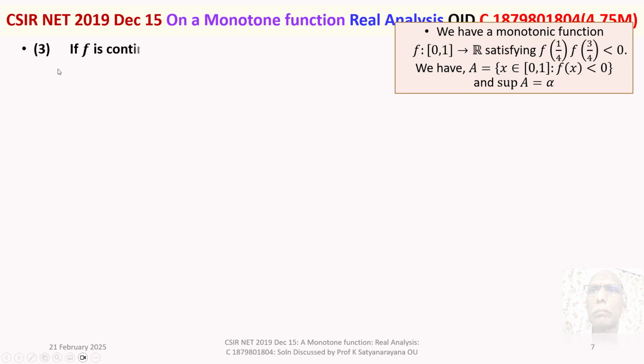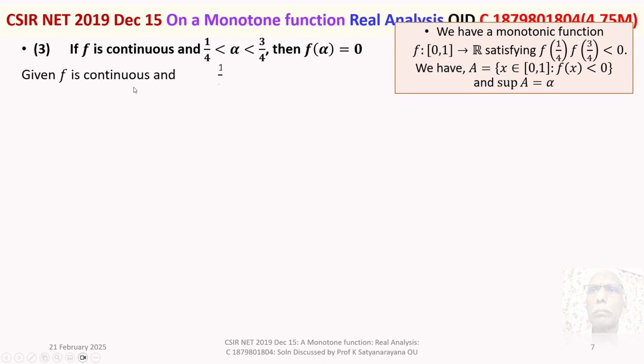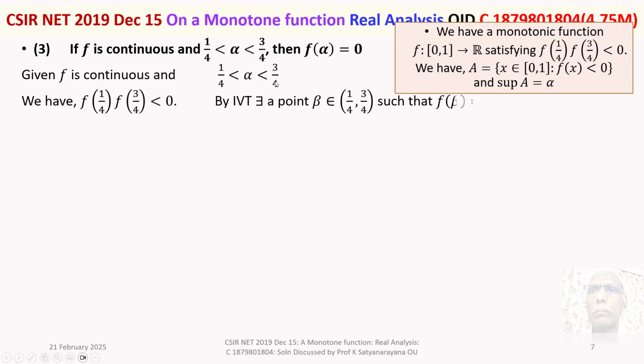Now we take option 3. If f is continuous and 1/4 < alpha < 3/4, then f(alpha) = 0. Now, given f is continuous and 1/4 < alpha < 3/4, therefore f is continuous on [1/4, 3/4].